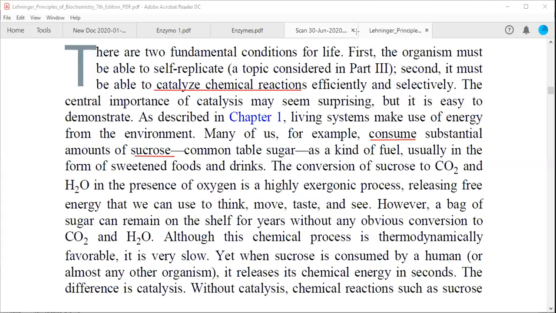Okay, so enzymes are important for life. The basic thing: the enzyme is able to convert sucrose into glucose. The enzyme is sucrase, or normally we call it invertase enzyme, which will convert sucrose into glucose and fructose.